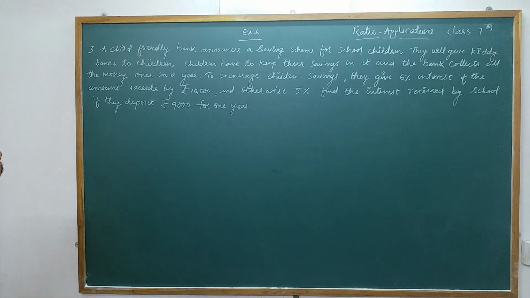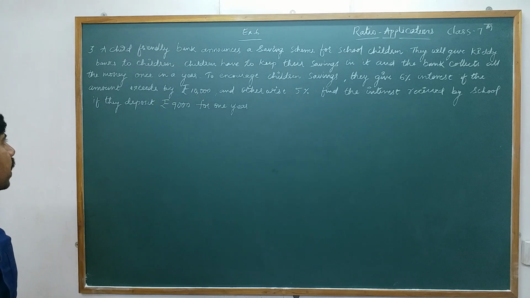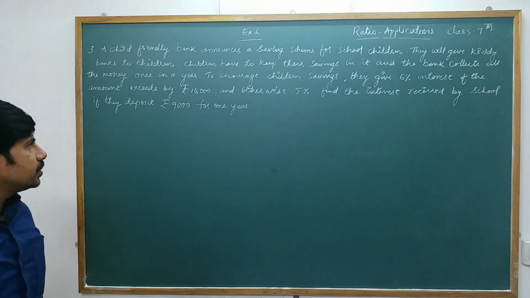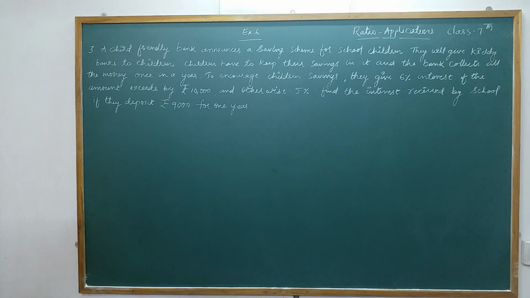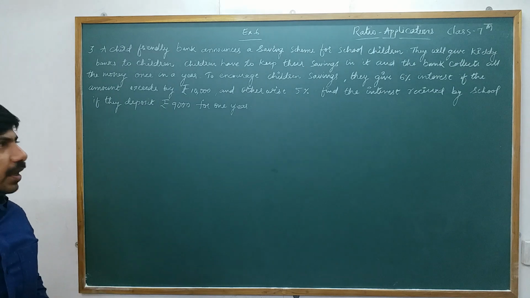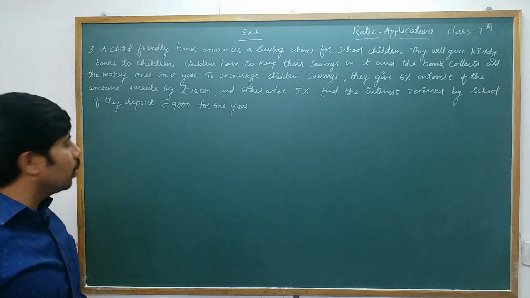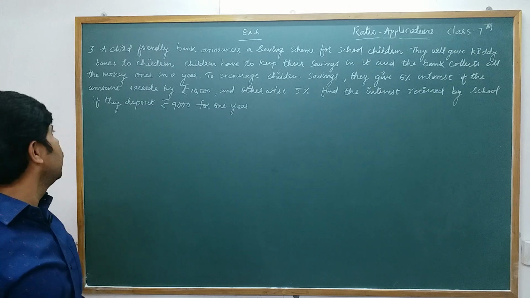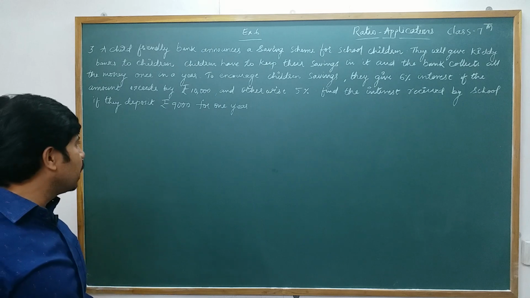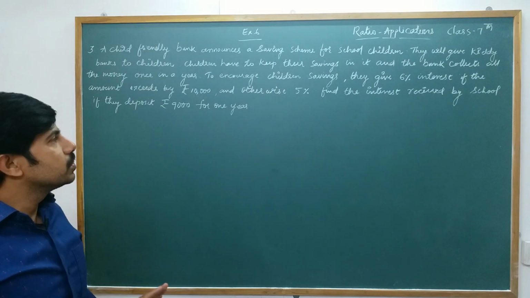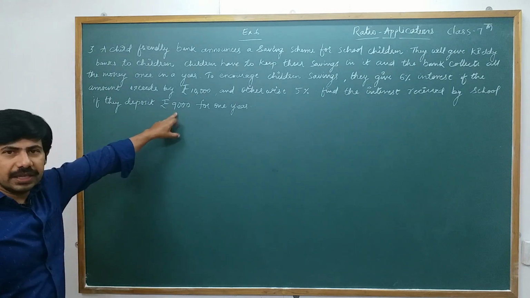Next problem. A child-friendly bank announces a saving scheme for school children. They will give kiddie banks to children. Children have to keep their savings in it, and the bank collects all the money once in a year. To encourage children's savings, they give 6% interest if the amount exceeds 10,000. See, if any child puts some money more than 10,000, not 10,000, more than 10,000, then they will give a 6% interest per annum. If it is less than that, they are giving 5%.